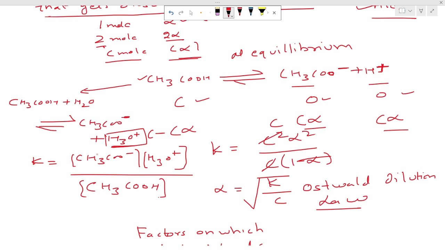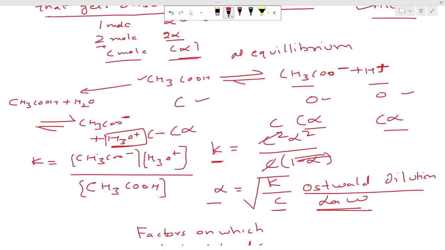Now if you want to write the equilibrium constant for this reaction, it will be C square alpha square divided by C into 1 minus alpha. Here one C will cancel with C, and 1 minus alpha can be neglected, and we have C alpha square equal to Ka, so alpha is equal to the square root of Ka by C. So this is called the Ostwald dilution law.